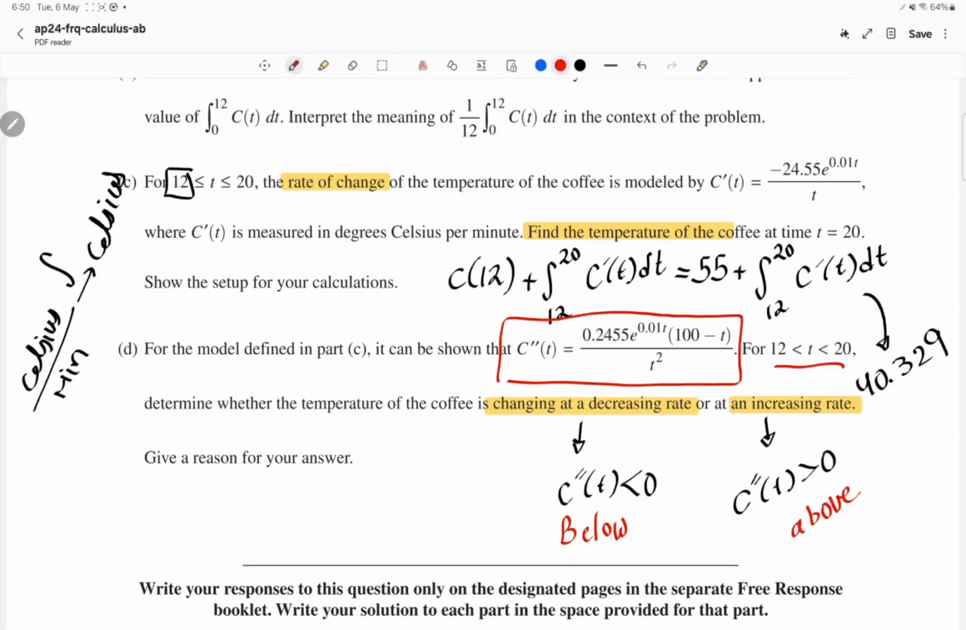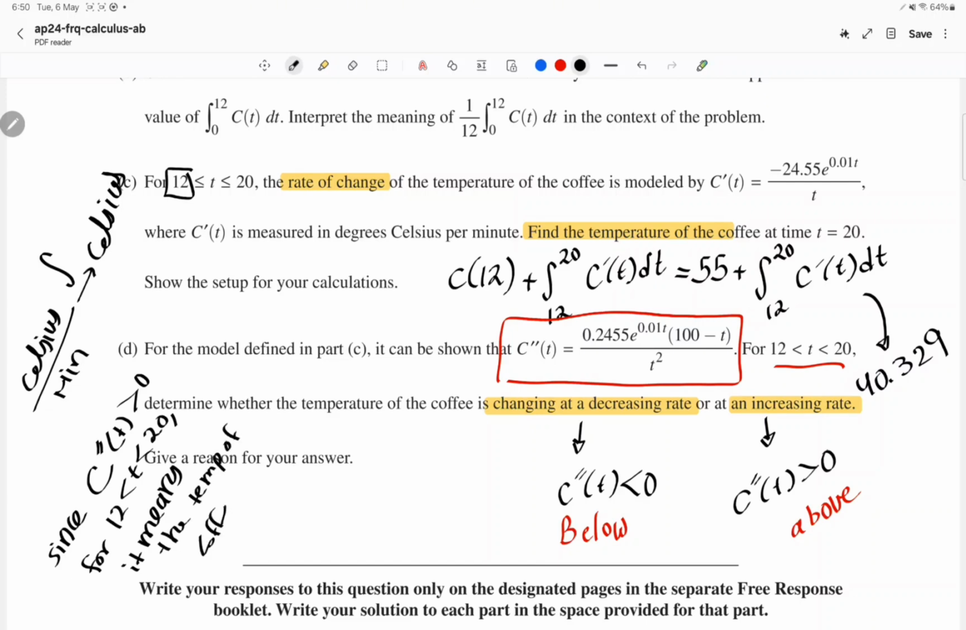basically. So we're going to say that since c double prime of t is more than 0 for t from 12 to 20, it means the temperature of coffee is changing at an increasing rate. We good? Any questions?